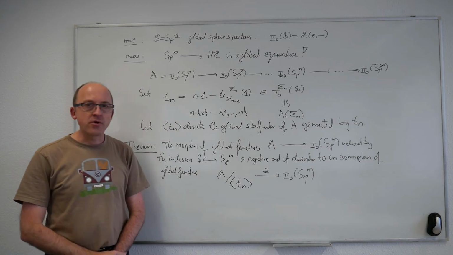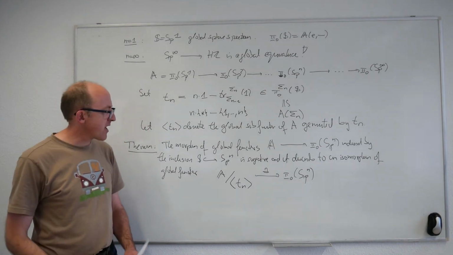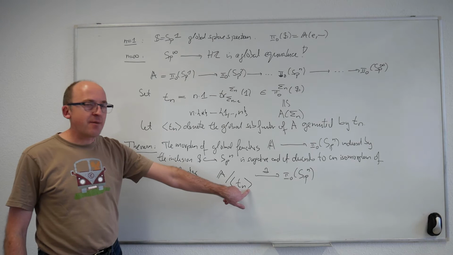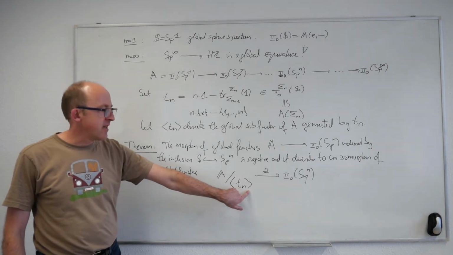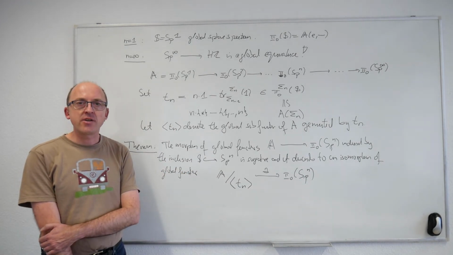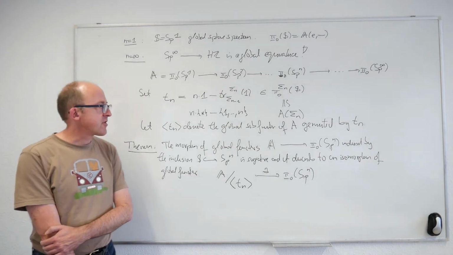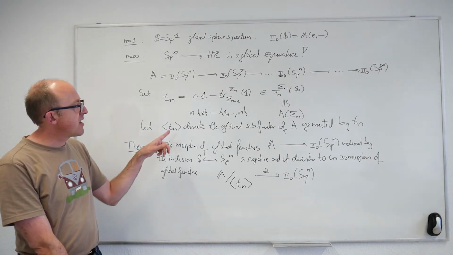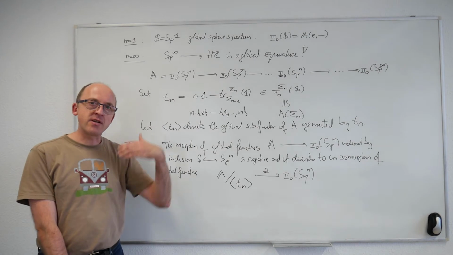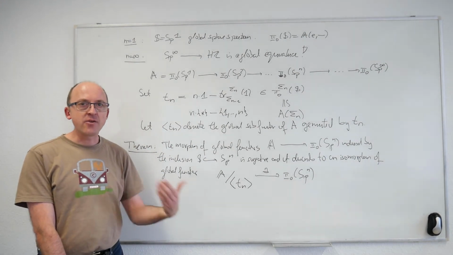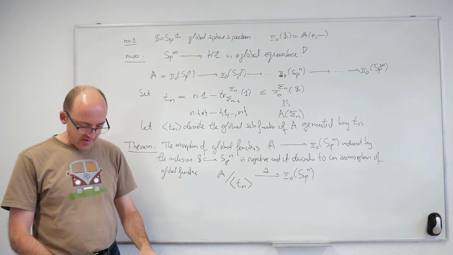You might want to convince yourself, that's a simple algebraic manipulation, that the global subfunctor generated by Tn is contained in the global subfunctor generated by Tn plus 1. That's a direct consequence of the fact that if you take the element Tn plus 1 and restrict it down to the group sigma n, then you get that element Tn.